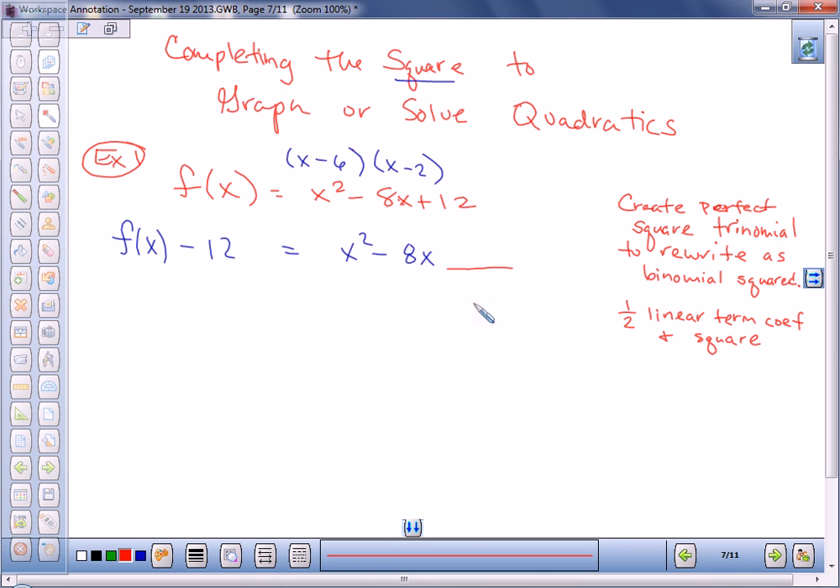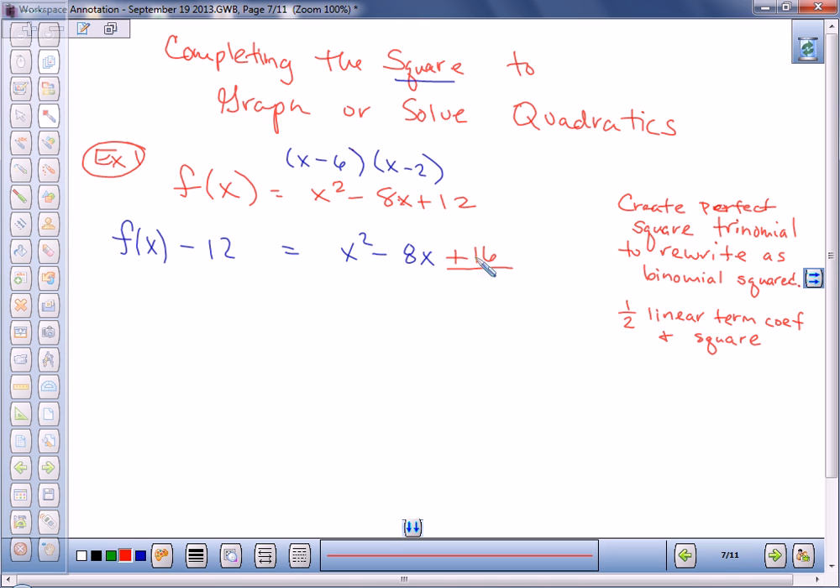16, good. Now, if you can't just look at it and tell, to get this number, we always take half the coefficient of our linear term, half of the coefficient of the linear term, and we square it. So what is half of negative 8? Negative 4. But negative 4 squared is positive 16.